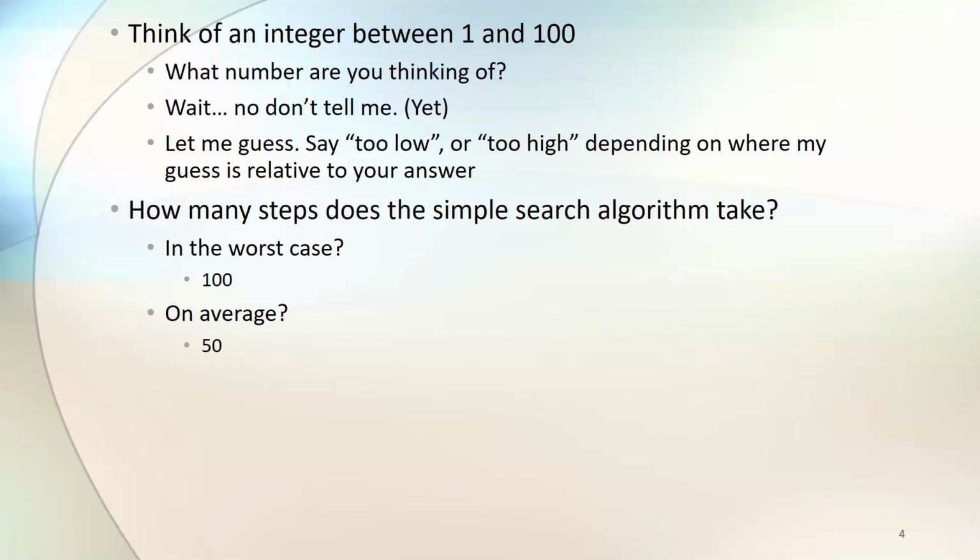The second assumption is that the numbers that you're giving me are going to be normally distributed, or sorry, not even normally, equally randomly distributed across 1 to 100.